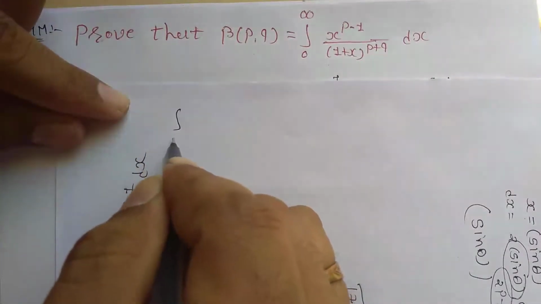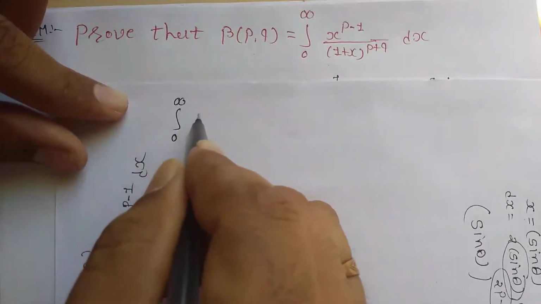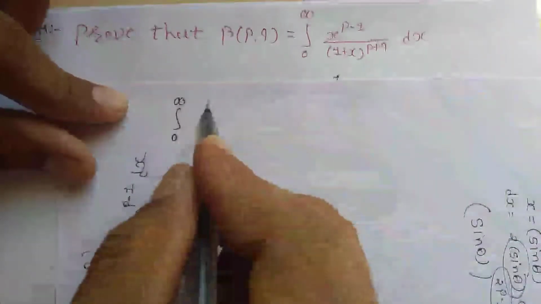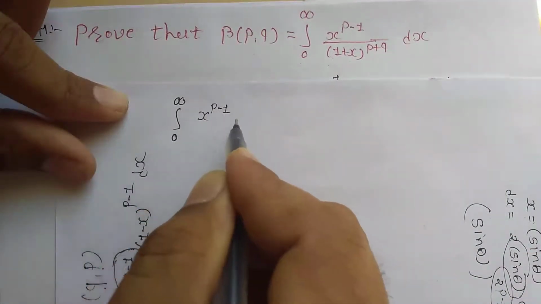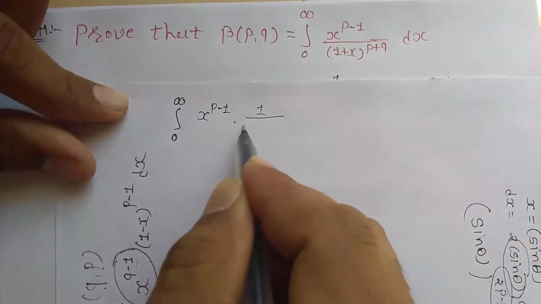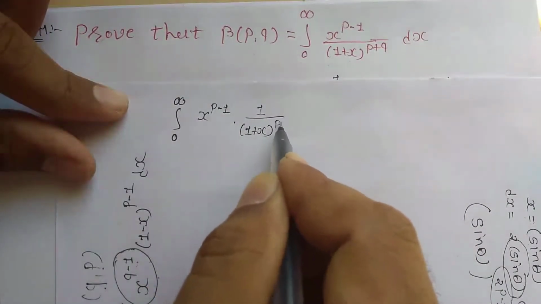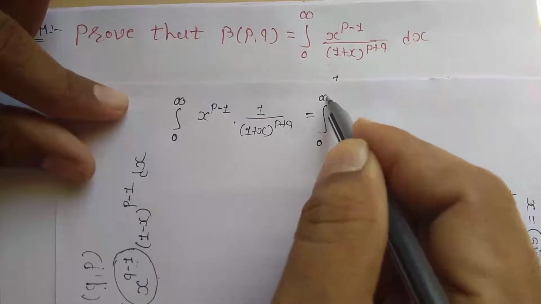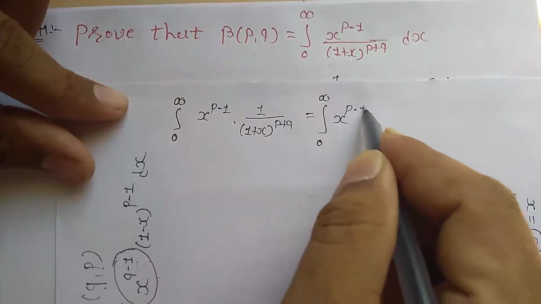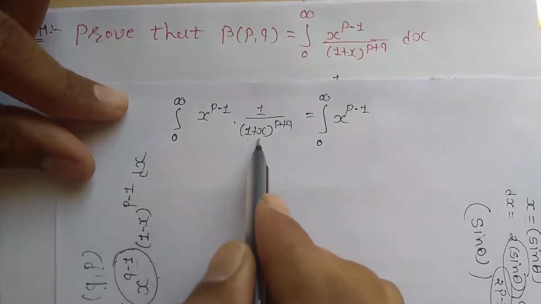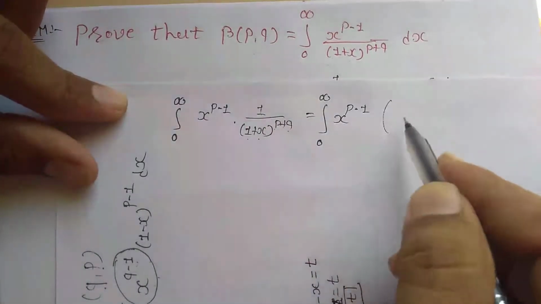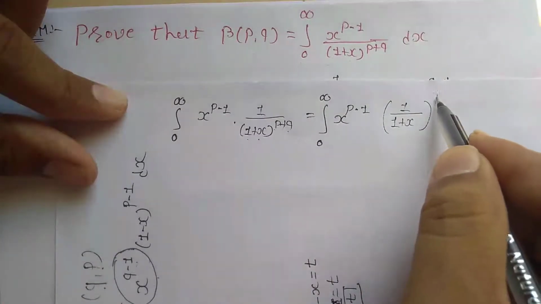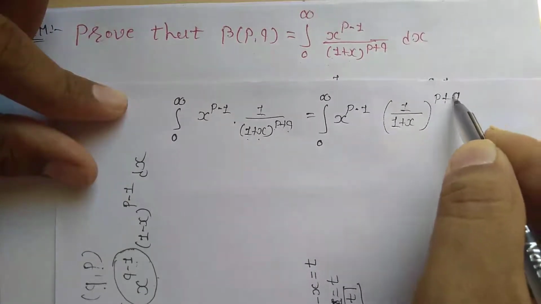The statement is integration 0 to infinity x raised to p minus 1 divided by 1 plus x raised to p plus q, which is written as x raised to p minus 1 into 1 upon 1 plus x raised to p plus q. It is also written as integration 0 to infinity x raised to p minus 1 into 1 upon 1 plus x raised to p plus q.